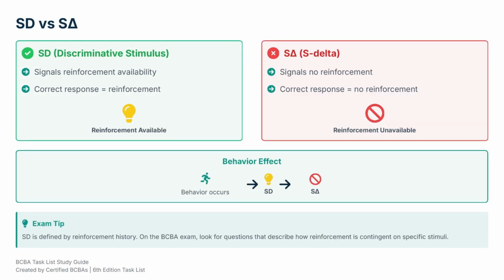The SD signals that reinforcement is available if the correct response occurs. The S delta signals that reinforcement will not occur. Over time, the learner responds in the presence of the SD, but not in the presence of the S delta. A key exam point is that SD is defined by reinforcement history, not just by appearance.